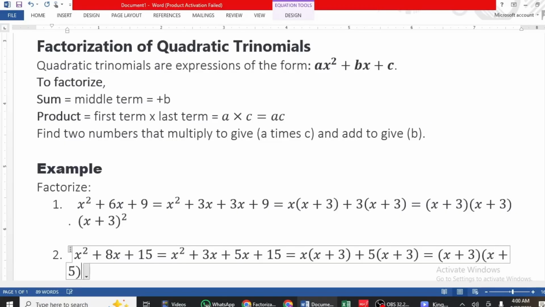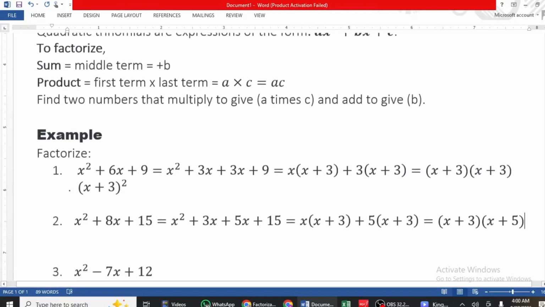And this is how to factorize a quadratic trinomial. Let's go to the next example.